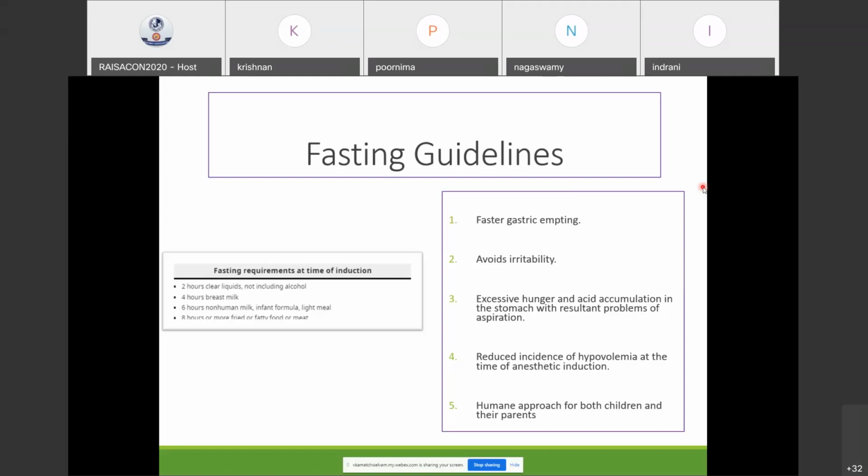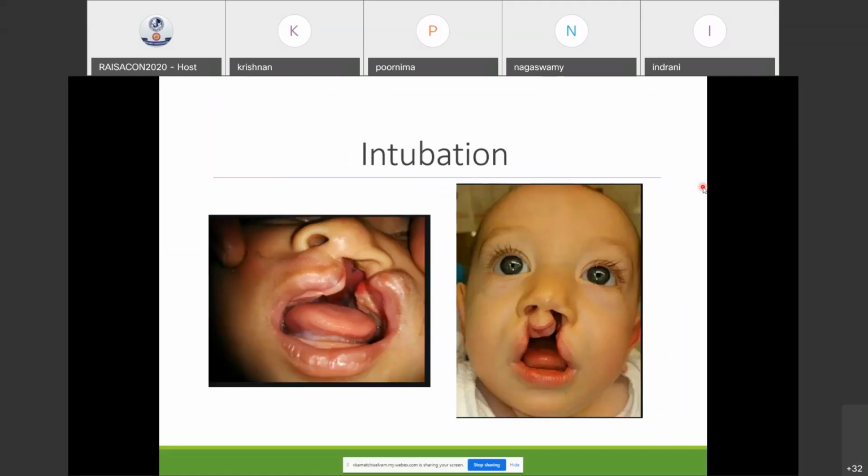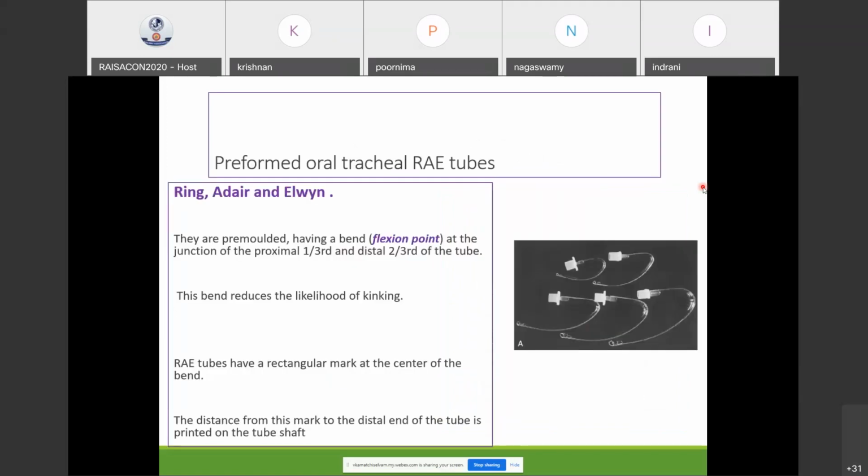Okay, sir. What type of tube would you like to have? I'd like to have a Ring-Adair-Elwyn tube, sir. Could you just tell me what is a Ring-Adair-Elwyn tube? It is a preformed curvatured tube, sir. The preformed curvature is there so that during shared airway, the anesthetic circuits can be out of the surgeon's view, sir. Okay, that is the advantage.